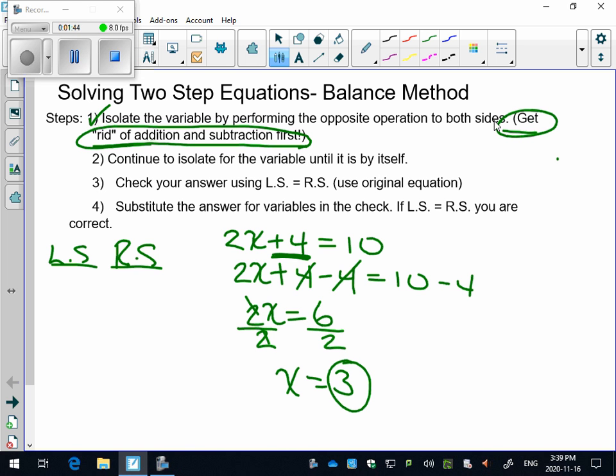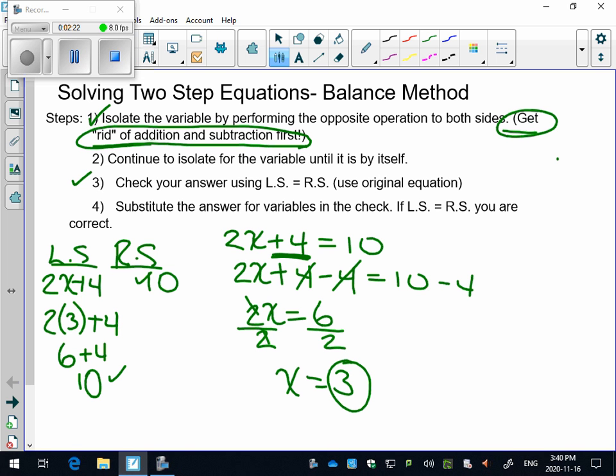So our left side and right side, and the original part of our equation is 2x plus 4. And over here it's 10. And we're going to substitute the answer. So we're on this step now: check your answer by using the original equation and substituting the answer in. So we have to take that 3 and put it wherever we see an x. As you notice, I put brackets around it because that's how I show substitution. This is really the distributive property, or straight up multiplication. 2 times 3 is 6, plus 4, it's 10. 10 equals 10. I know that question is right.